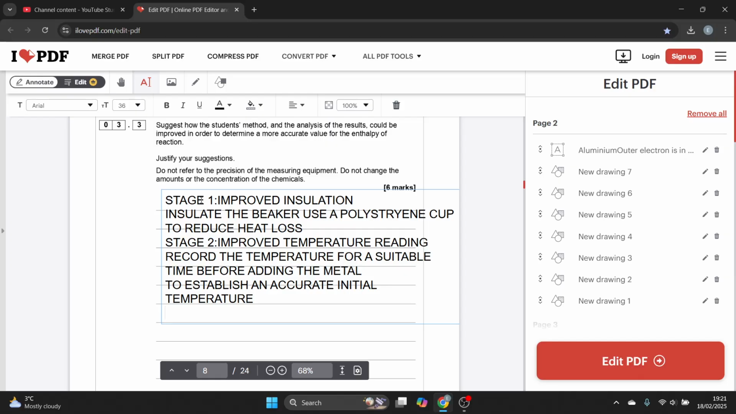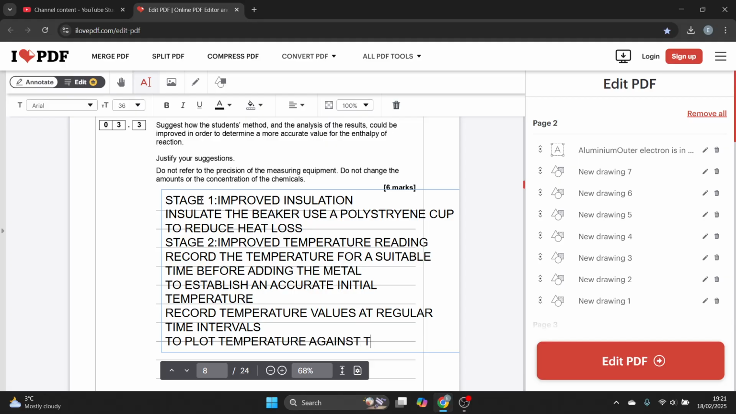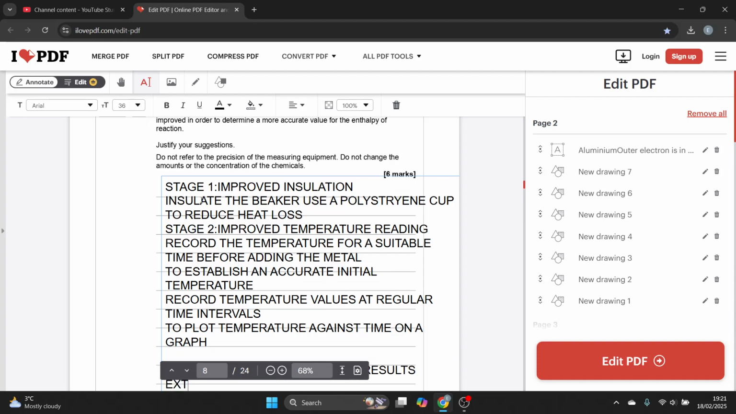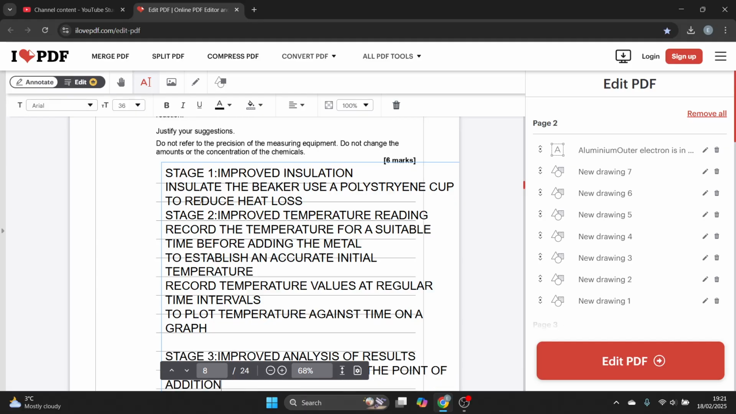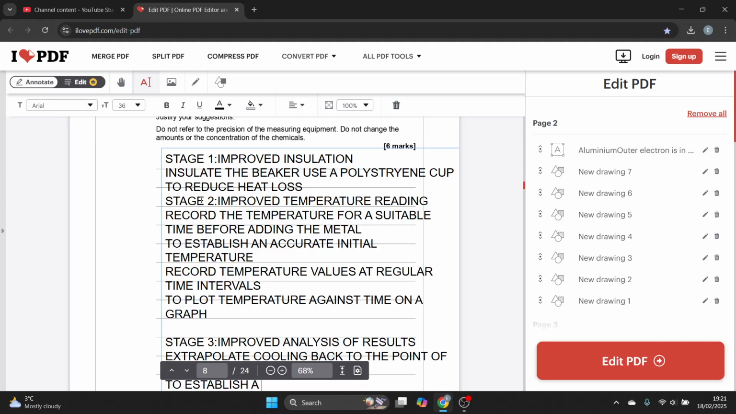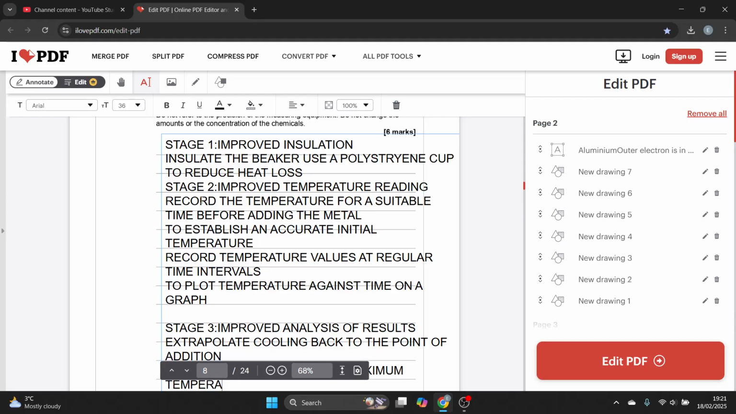And then record temperature values at regular time intervals to plot temperature against time on a graph. Stage 3, improved analysis of results. Extrapolate the cooling curve back to the point of addition to establish a theoretical maximum temperature. And there you go.